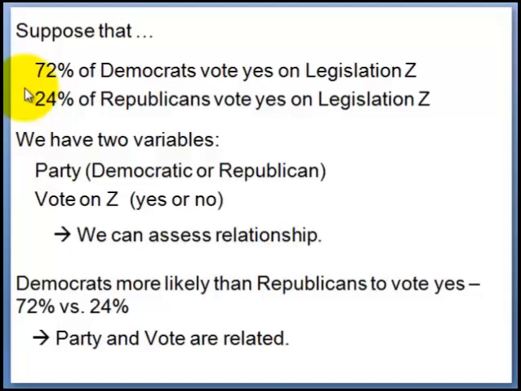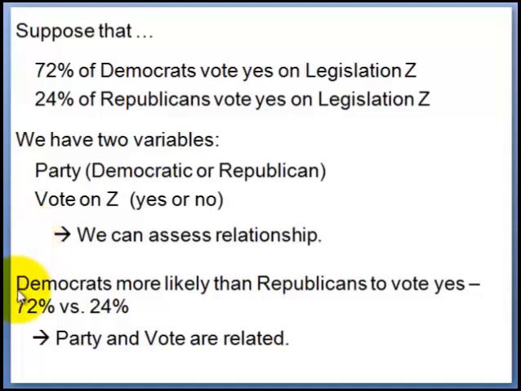72% of Democrats vote yes on Z versus 24% of Republicans. Now we do have two variables: political party, Democratic or Republican, and vote on Z, yes or no. As we have two variables, now we can assess whether there is or is not a relationship.